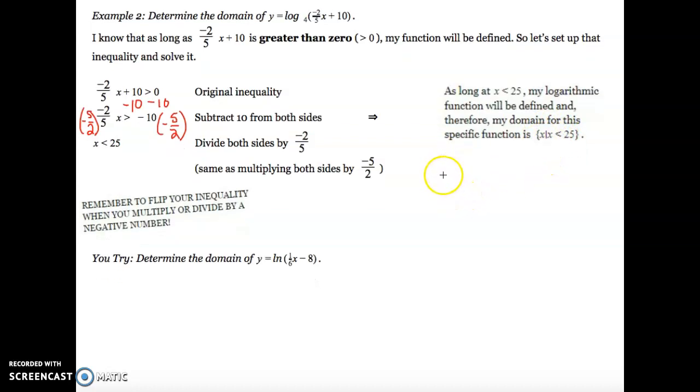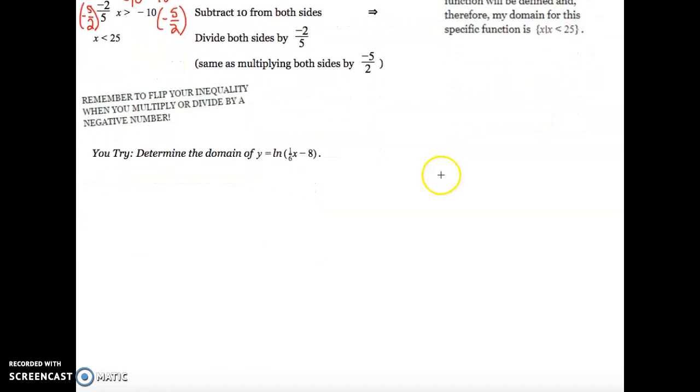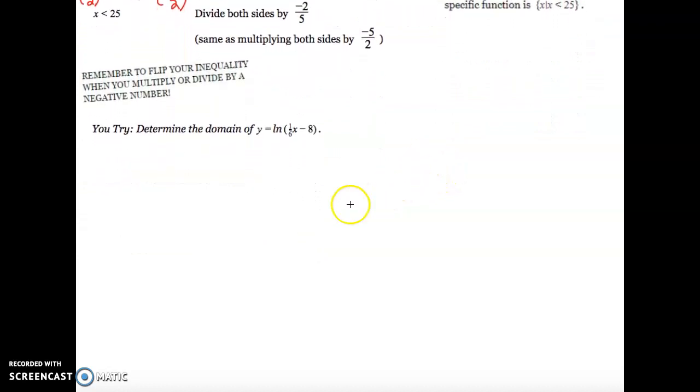All right, now that we've walked through those first two examples, let's try one. If you want to go ahead and pause and try it on your own, feel free to. Go ahead, pause, and then we continue. So let's work through this one. I have a logarithmic function, so I know that as long as whatever is inside my parentheses is greater than zero, excuse me, not less than, greater than zero, my logarithmic function will be defined. So I'm just going to start solving this. I got 16x minus 8 greater than 0. I'll add 8 to both sides.